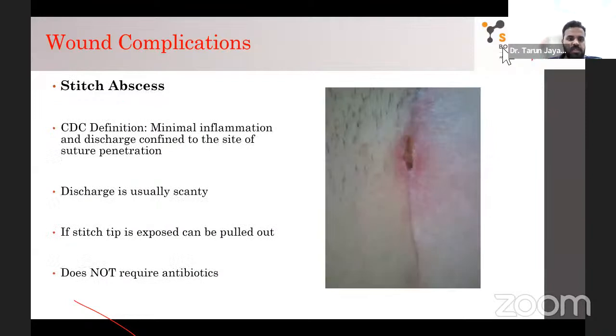Next most common complication is stitch abscess. Stitch abscess is basically an inflammation and discharge that is confined to a local site, usually the site of where you take your stitches, usually seen in the inferior margin of your incision. Discharge is usually scanty, and usually you may see a stitch tip which is exposed or coming out, and you can remove it if it is visualized. Again, in this case also, we do not recommend the use of antibiotics.